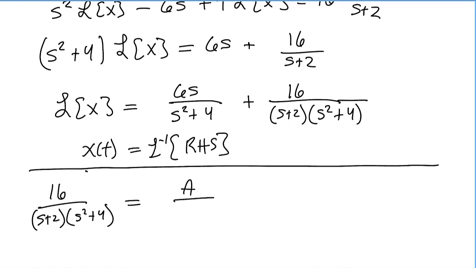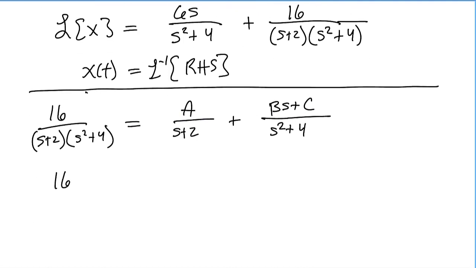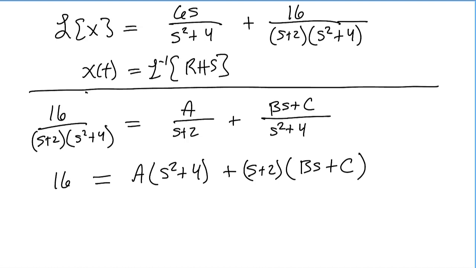That should equal A over s plus 2 plus (Bs plus C) over s squared plus 4. Because s squared plus 4 does not factor, it's an irreducible quadratic, so we need the linear term in the numerator. This is a linear term, so we just need the constant in the numerator. And if we multiply by the denominator, we will get A times (s squared plus 4) plus (s plus 2) times (Bs plus C).